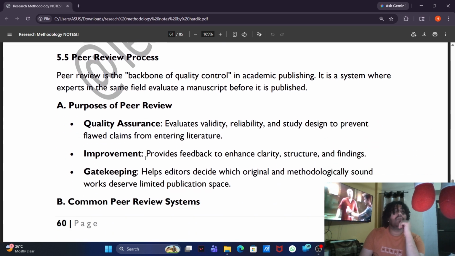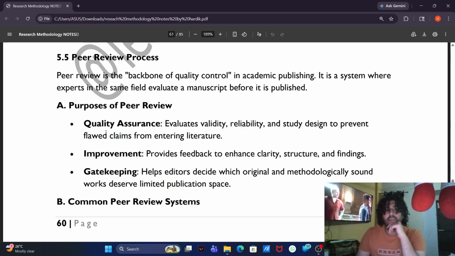Next topic, peer review process. Peer review is the backbone of quality control. In academic publishing, it is a system where experts in the same field evaluate a manuscript before it is published.